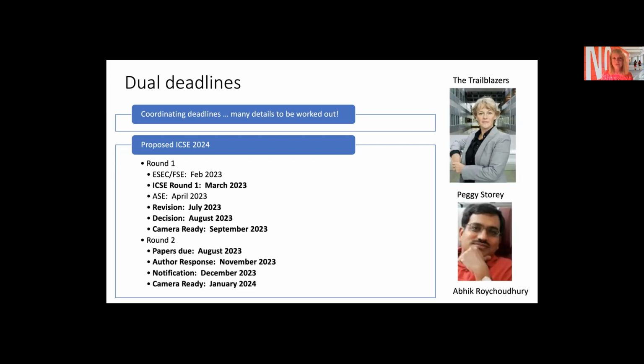But what you'll see is the decision of round one is in August. Papers are due for round two in August. So you're not able to go from round one to round two. You have to get that revision in place during the round one process. There's not a revision in the round two. So that's one thing.